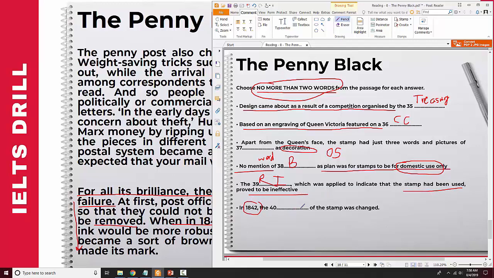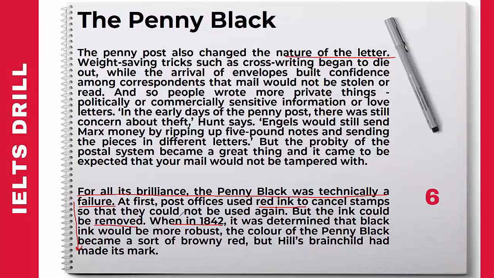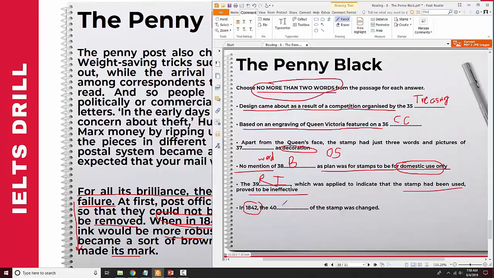Okay. In 1842, the dash of the stamp was changed. The price, size, what? 1842 is mentioned here, only here actually in the whole paragraph. Okay. When in 1840 it was determined that black ink would be more robust, the color of the penny black became sort of a browny red, but Hill's brainchild had made similar. Okay, so what changed from black to brown or browny red, whatever? Okay, so it's the color. Okay, COLOR. Now you can either write color or COLOUR, whatever spelling you write, British or American. Just stick to that throughout your IELTS, not just this passage. Just be mindful of that.